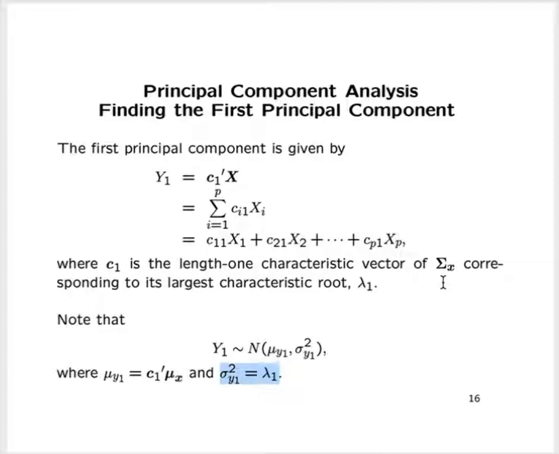And so remember, the stated problem to be solved in principal component analysis was, at least in terms of finding the first principal component, to find the linear combination of the original random variables that has maximum possible variance. And what this is telling us is that maximum possible variance is equal to the largest characteristic root of the covariance matrix. So when we construct the first principal component in this way, it has a variance equal to lambda 1. It is normally distributed as long as the underlying random vector is multivariate normal, and the mean of that random variable y1, the mean of the principal component y1, is given by the same linear combination of the mean vector.